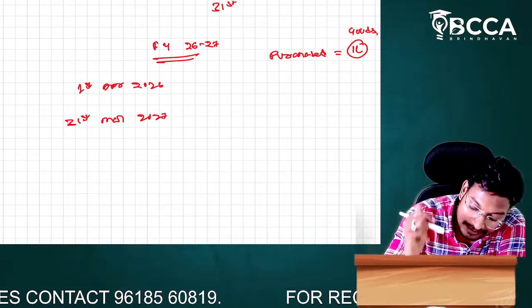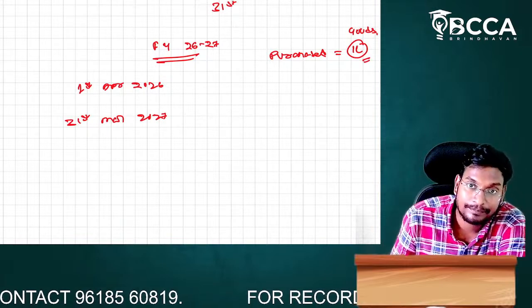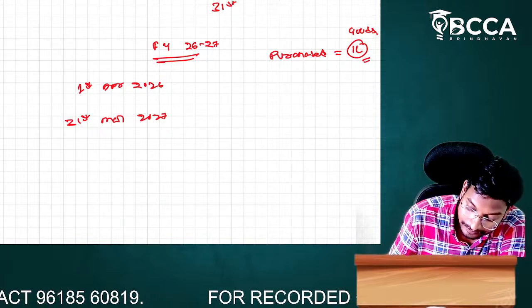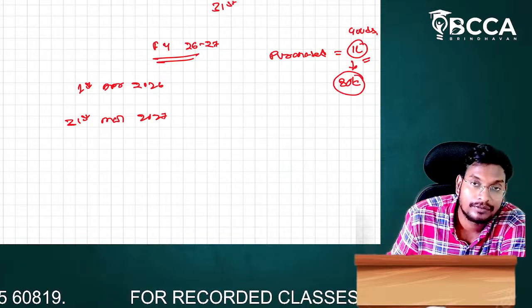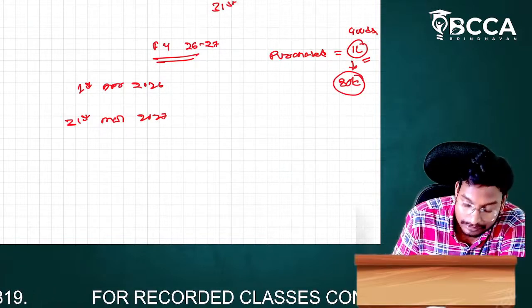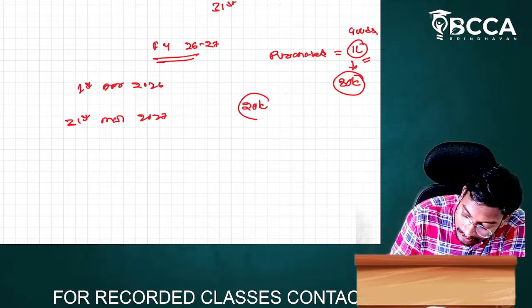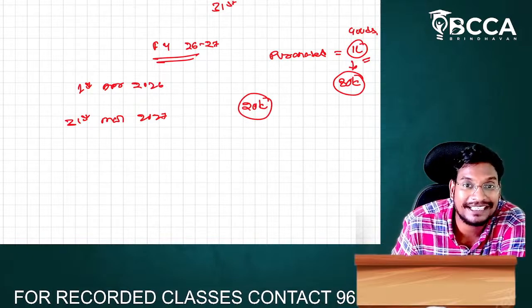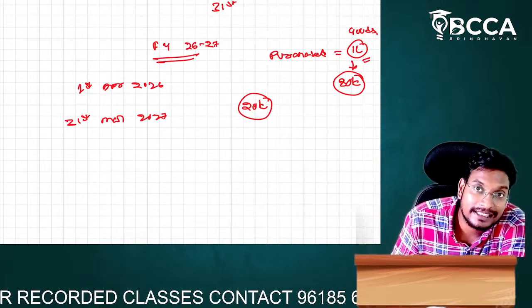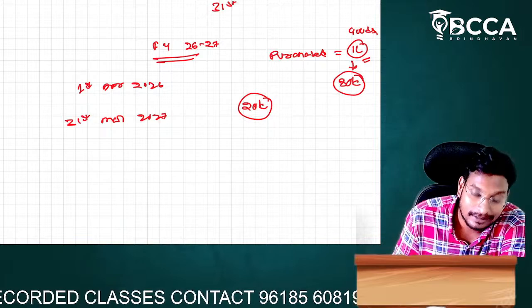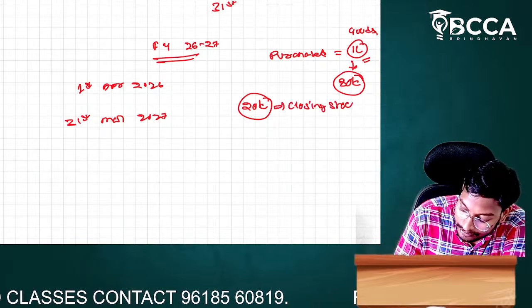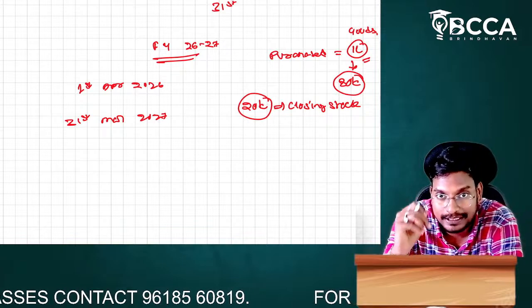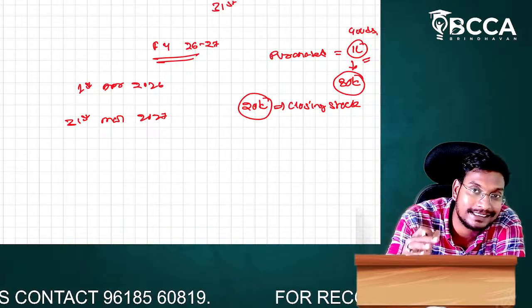So we purchased stock of 1 lakh. In that 1 lakh, we have sold only 80,000 worth of goods. Remaining 20,000 is called inventory, or closing stock. So here the closing stock is an asset or liability?